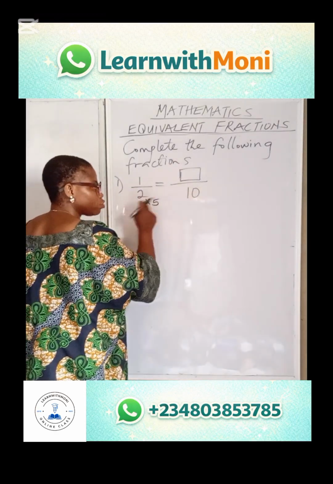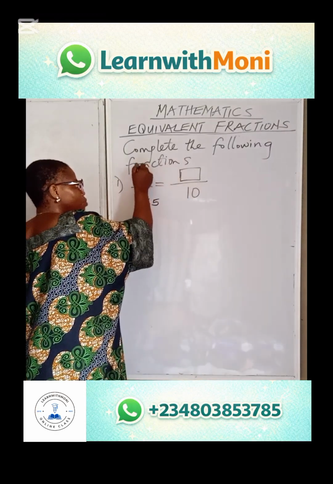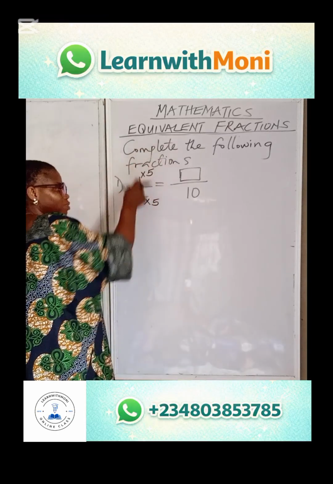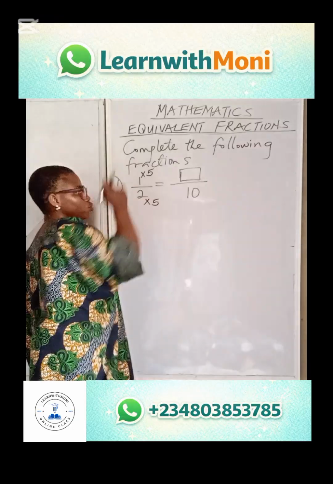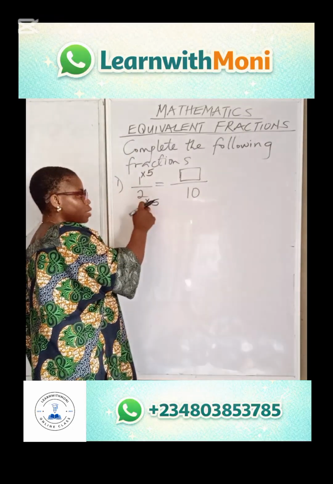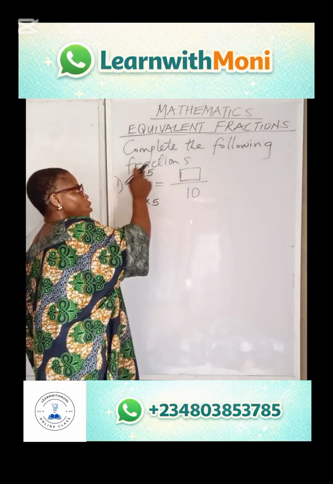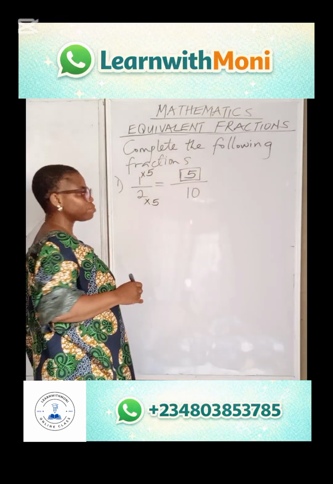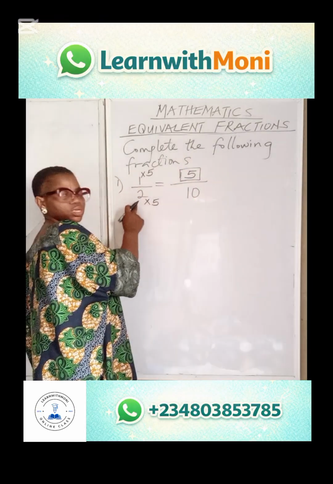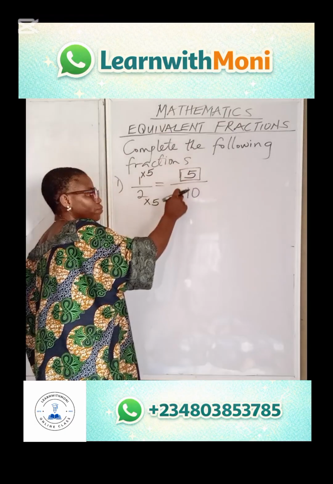For the two fractions to be equivalent, the same thing must happen to the numerator. The times 5 that happened to the denominator must happen to the numerator. So 2 times 5 is 10. 1 times 5 is 5. That means 1 over 2 is equal to 5 over 10.